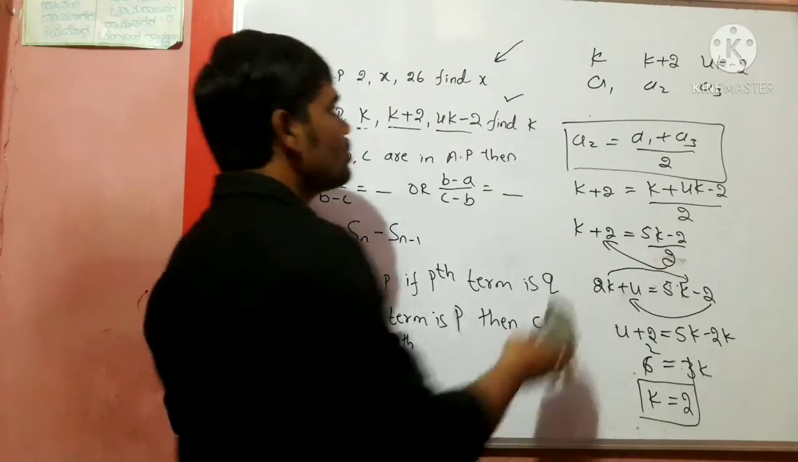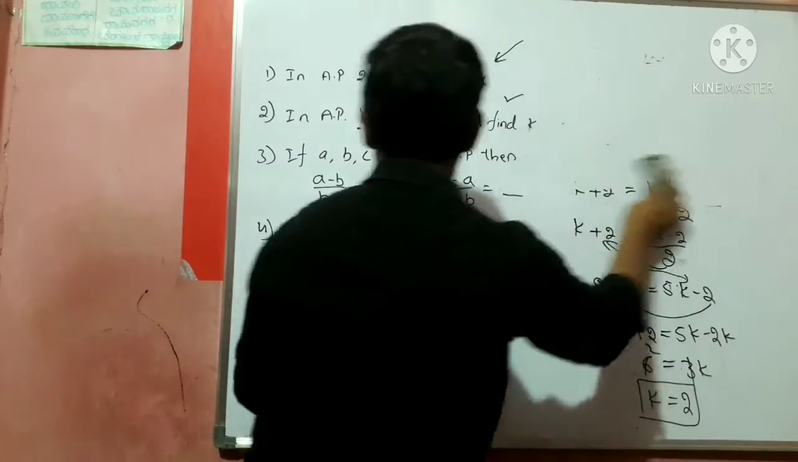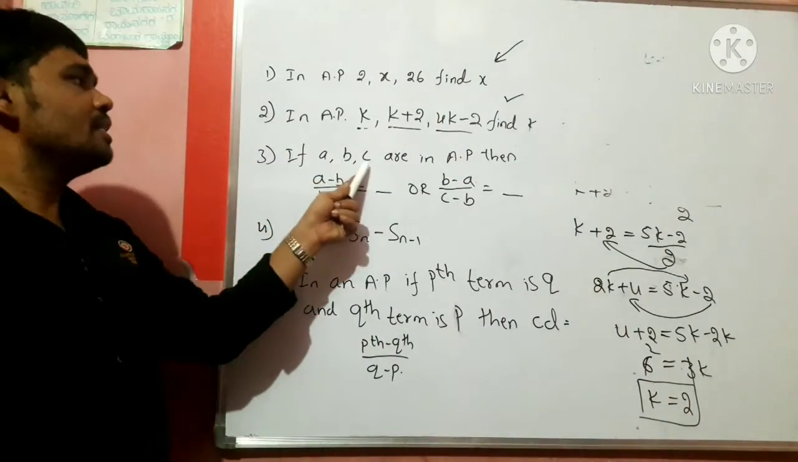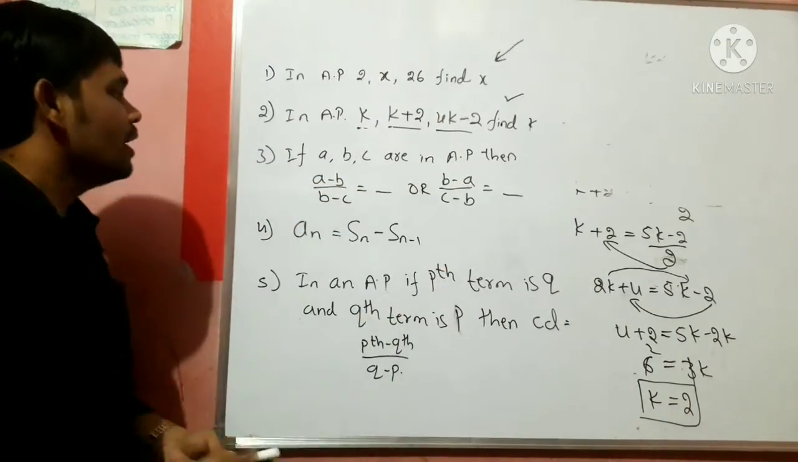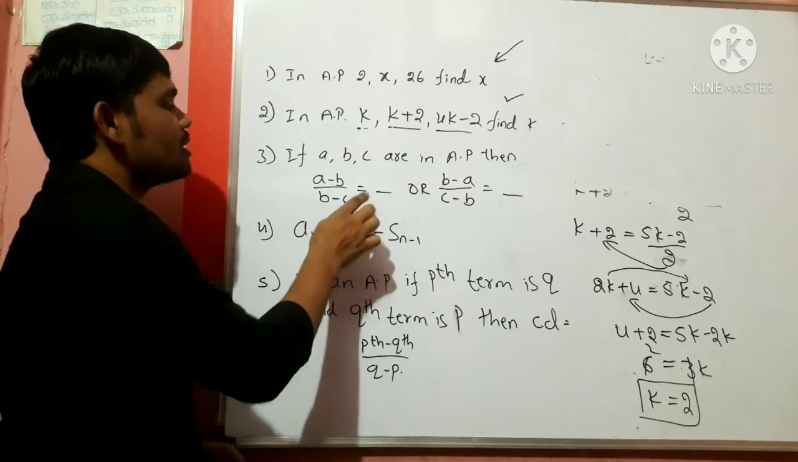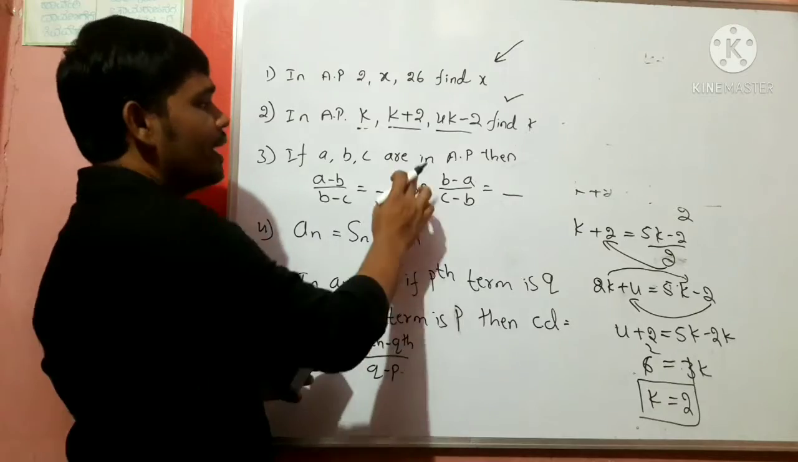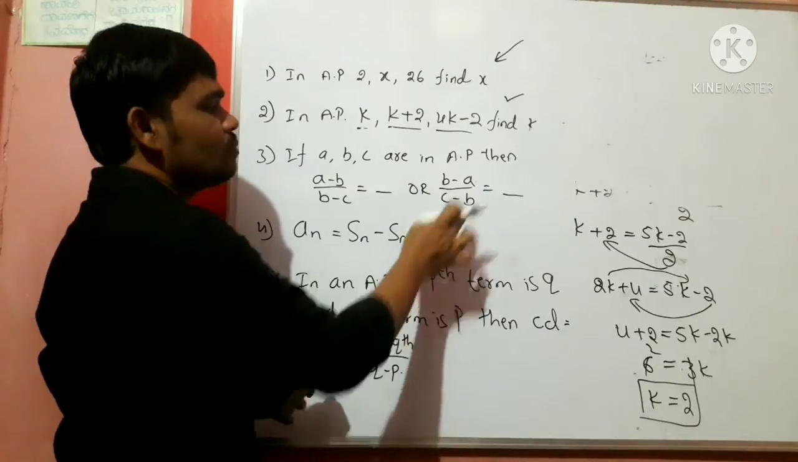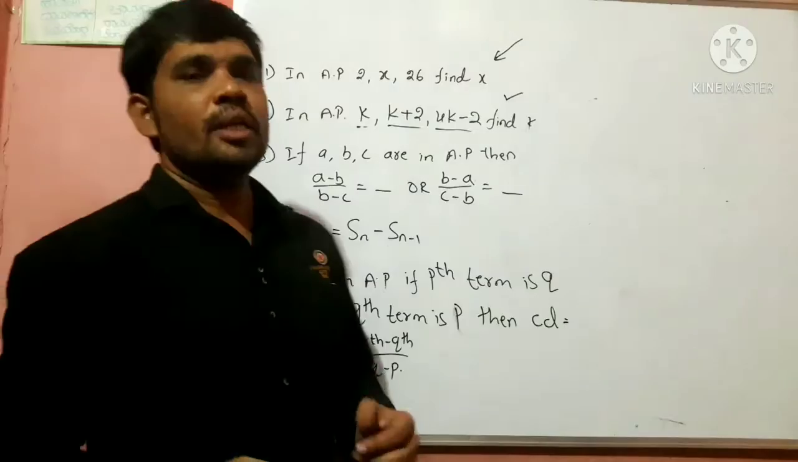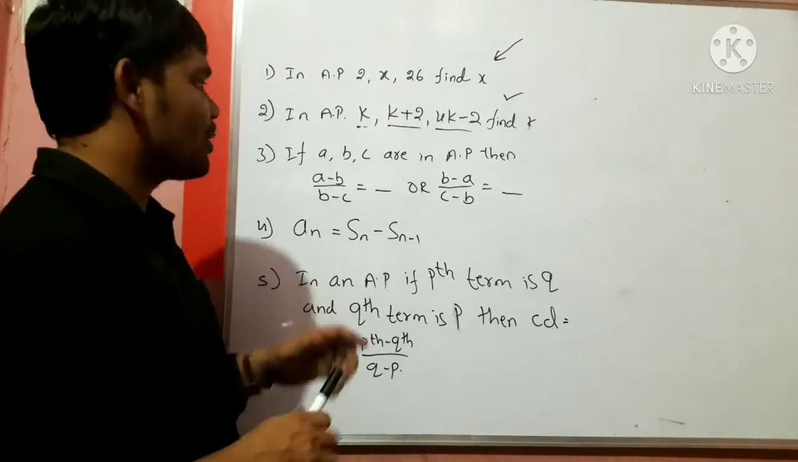And one more question that so many times they asked: if A, B, C are in AP, then (A minus B) by (B minus C) is equal to dash, or the same question, (B minus A) by (C minus B) is equal to dash. Let us see how to solve this third question.